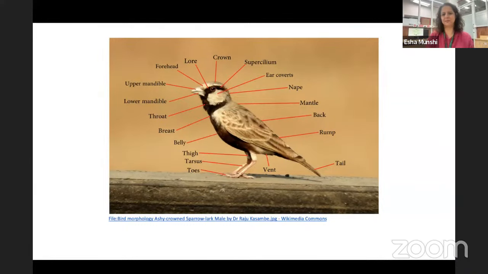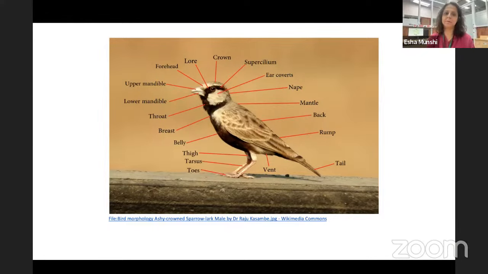And all these, I think most of you know the terms which are mentioned here about the different body parts of the birds. That's very important because a lot of birds are named after the color of that particular body part, right? So, ashy-crowned sparrow-lark, black-naped monarch, white-rumped vulture, rufous-tailed lark, red-breasted flycatcher, red-throated flycatcher, red-vented bulbul. I'm just naming the common birds, but yeah.